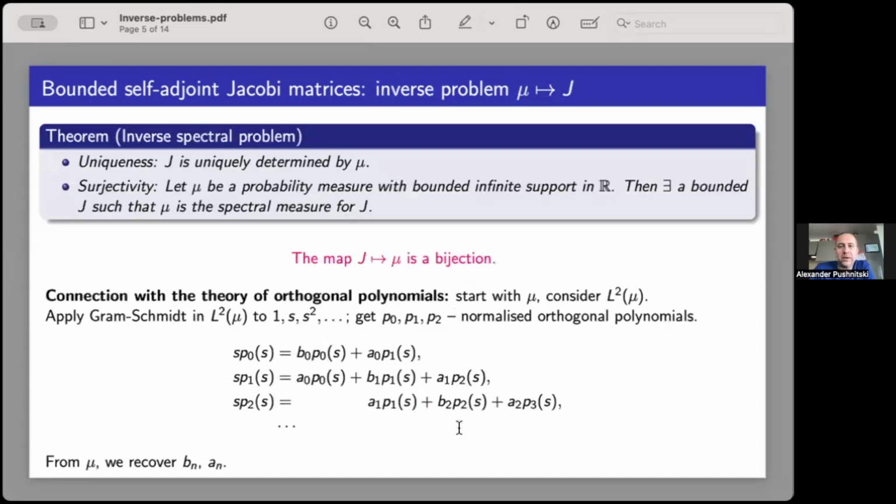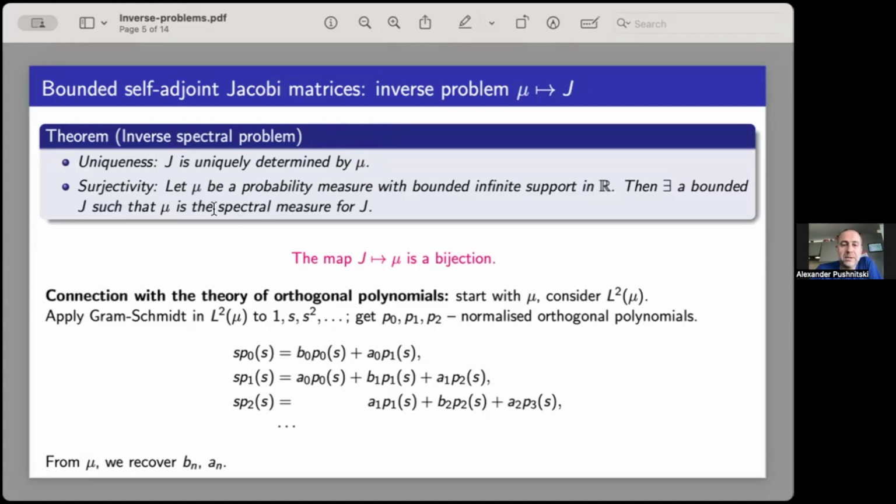Okay, so now let's discuss the inverse problem. Here is the standard, classical theorem, which goes back to, I guess, people like Heiser, Krein, and so on. So it's a really classical statement. So first of all, the Jacobi matrix J is uniquely determined by this spectral measure mu. Secondly, surjectivity of the spectral map, which means that, in simple words, all spectral measures mu are possible.